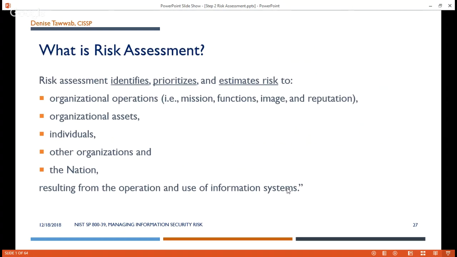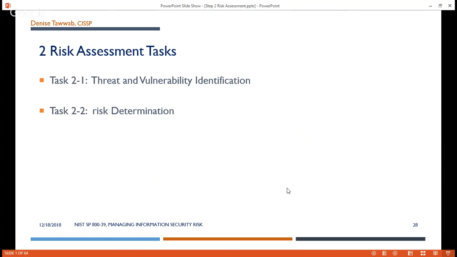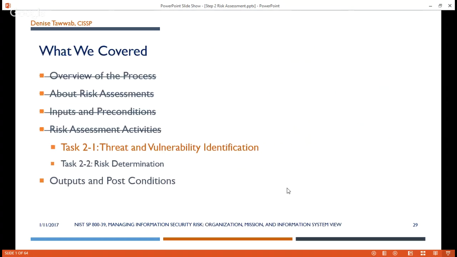Okay, I'm repeating on this slide what a risk assessment is. I'm going to just power past that. There are my two risk assessment tasks.